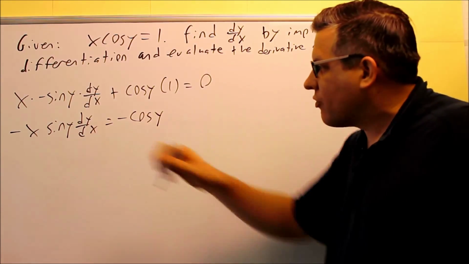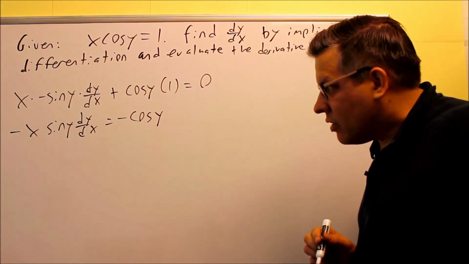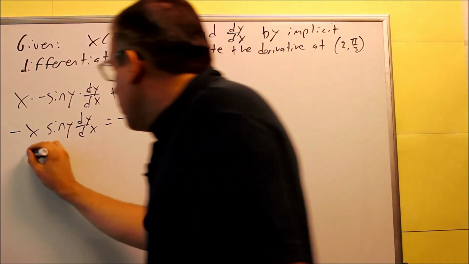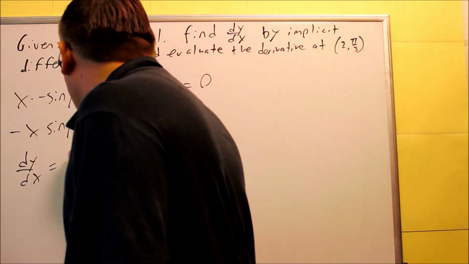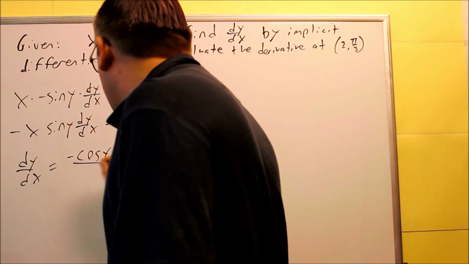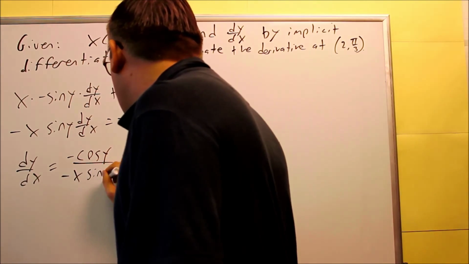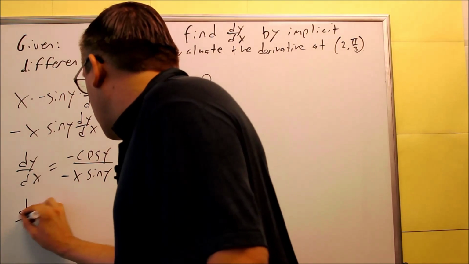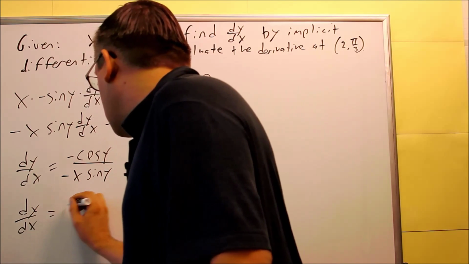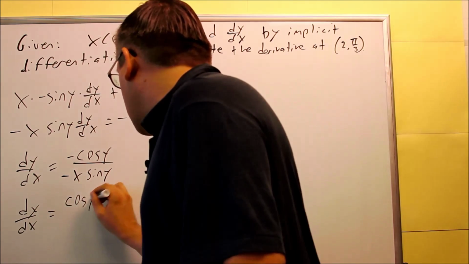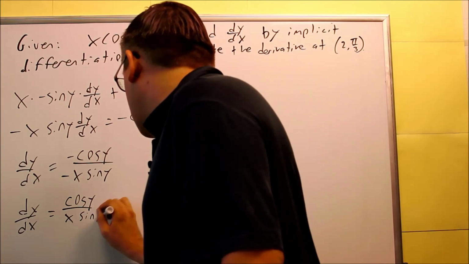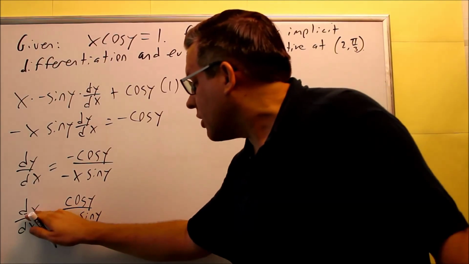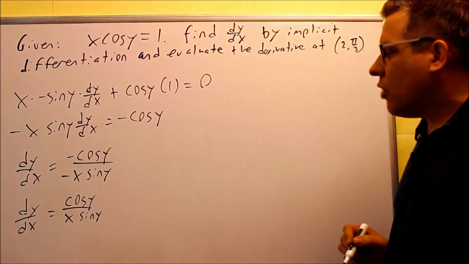We want to solve this for dy/dx. So we have to divide both sides by negative x sine y. When you do, that's going to give you negative cosine y over negative x sine y. And the two negatives we can get rid of. They cancel. So you get cosine y over x sine y. That would be your dy/dx. That's the first thing that they're asking us for, finding dy/dx.